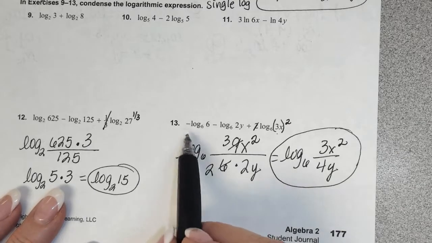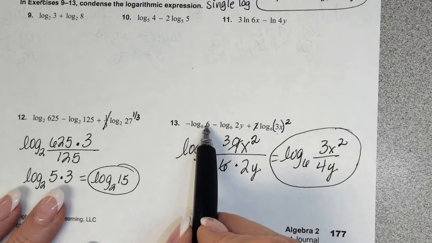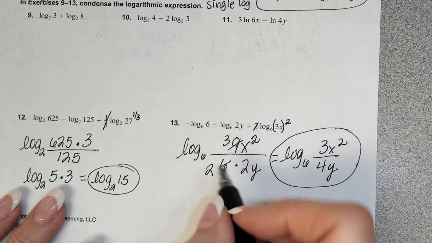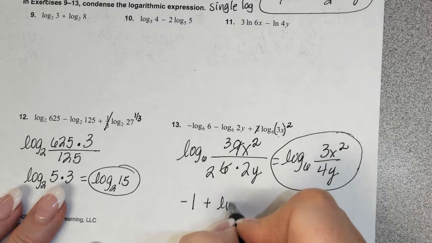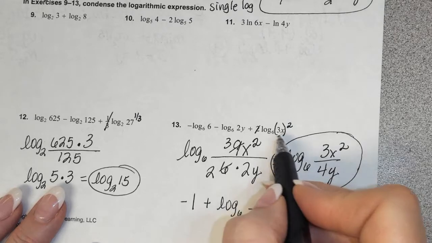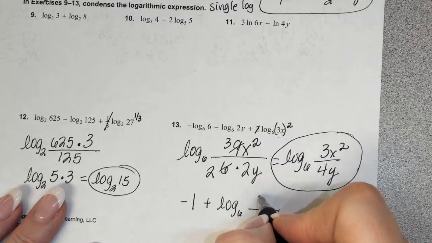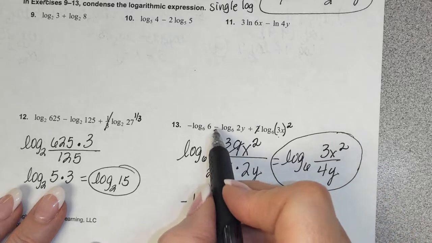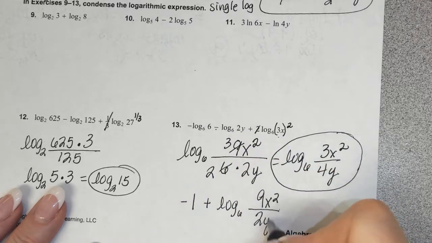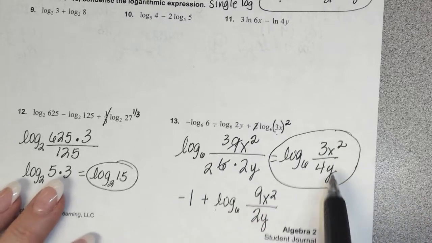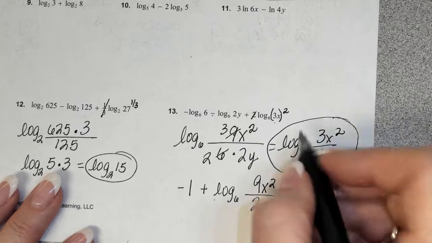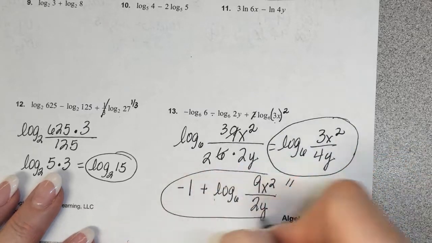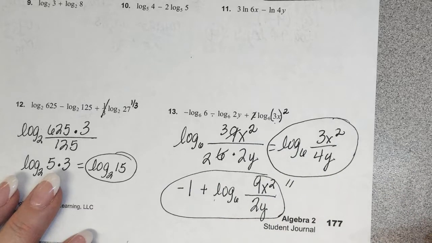Now, you could also make the argument that you could do this. What is log base 6 of 6? 1. So I could really have negative 1, and then I could have plus log base 6. This would go in the numerator as 9x squared, and because this is a negative, it would go in the denominator. So you could also have this, but I think that this is actually easier to work with because it's just one expression. But these two would be equivalent to each other. They would be equal to one another. Okay?